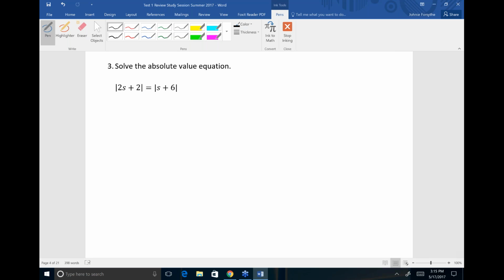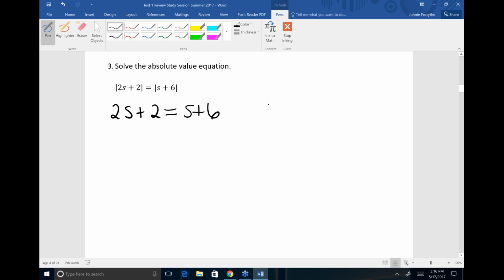So solve the absolute value equation. For this problem, you're going to set up two different equations to solve. We're going to write the left side of the equal sign the same, but drop the absolute value signs. So we have 2s plus 2 equals, and now we're going to write the right side of the equation just as it is without the absolute value. So it's s plus 6.